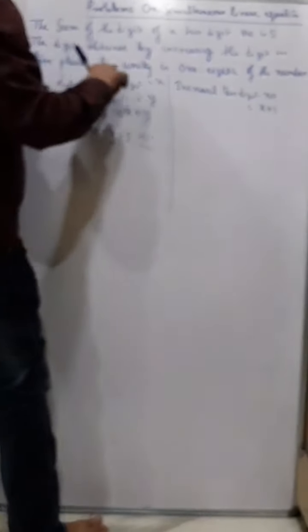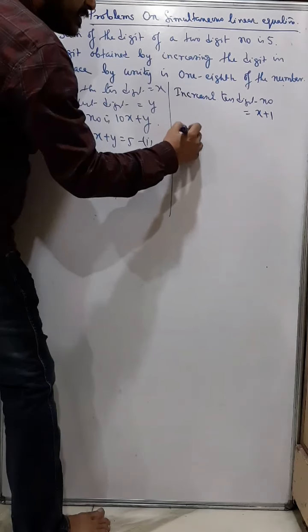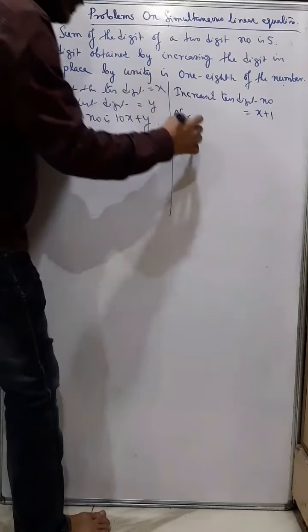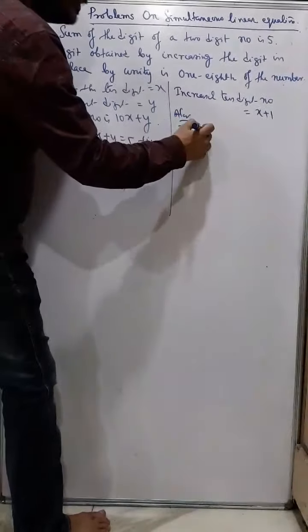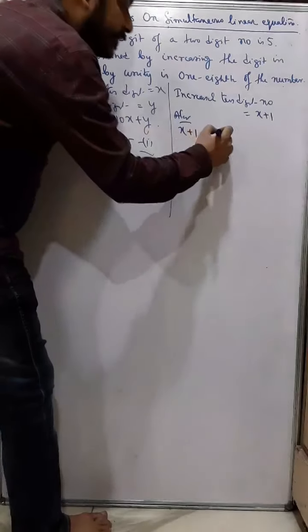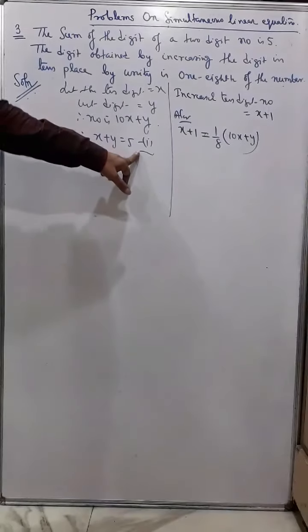Now according to the question I can say this number I got is equal to 1/8 of the number, means of the original number. So 1/8 of the number means 1/8 into 10x plus y. So understand? You got this first equation. Now you have to simplify a little bit to get this as a second equation.